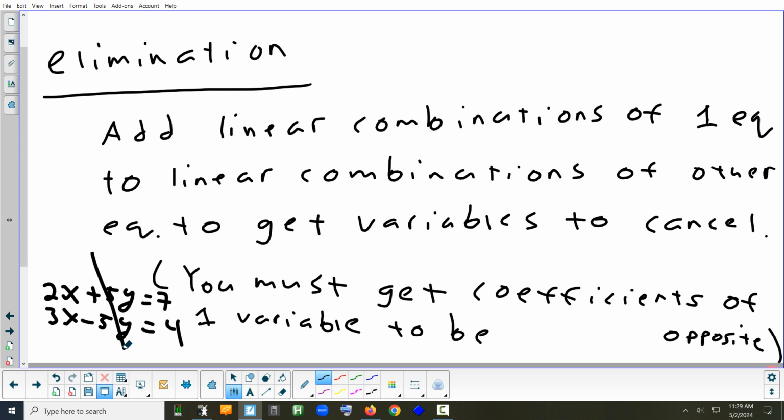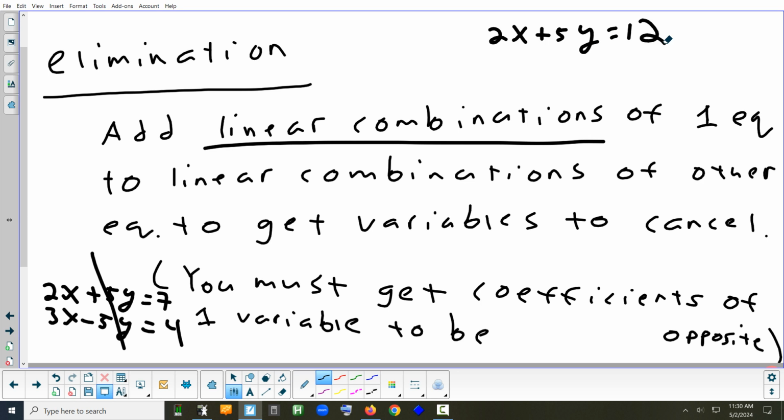Now, it might not always line up that nice. You might have to use what's called a linear combination to make things cancel out. So an example of that would be 2x plus 5y equals 12, and 8x minus 3y equals 4. Isn't that called systems of equations? Yep. So now you don't have any numbers that are opposites.